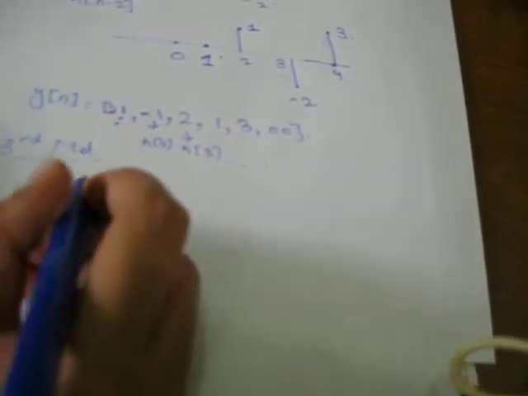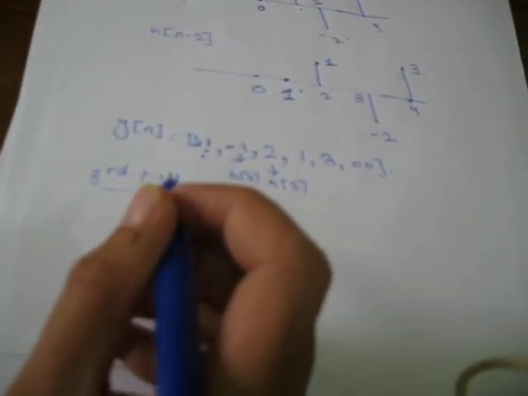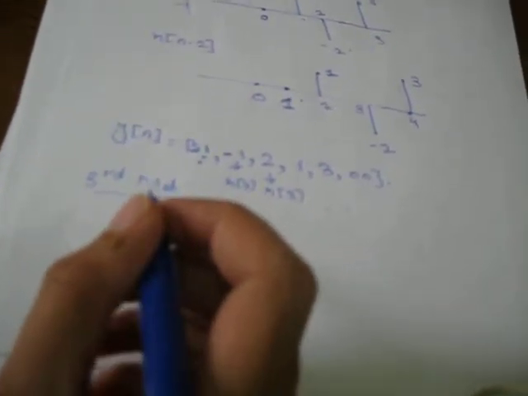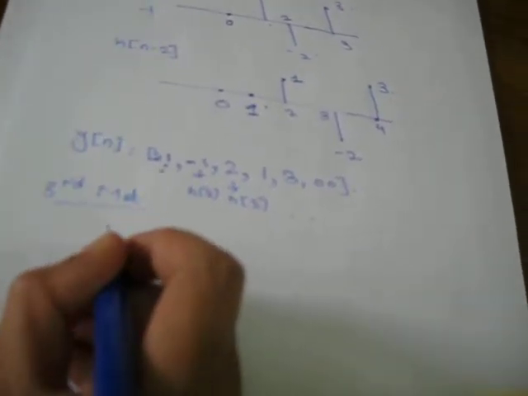Now coming to the third method, which is very easy, known as the flip method. What is convolution? First we need to understand the definition. The mathematical way of combining two signals to get a third one is called convolution.